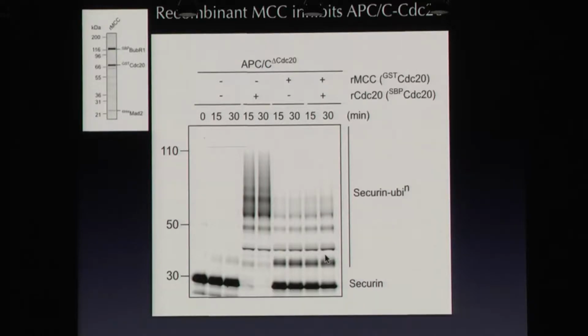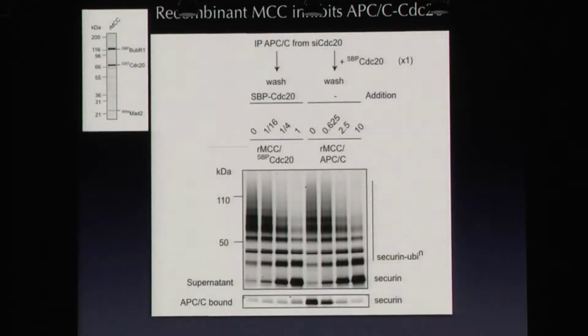And what Daisuke then did was an order of addition experiment. So he took the APC and added CDC20 and the MCC at the same time, or he pre-activated the APC with CDC20 and then added the MCC. And what you can see is that you get exactly the same inhibition. It doesn't matter whether you add the MCC before or after CDC20. So that means that the MCC must be able to turn off active APC. So how does it do this?